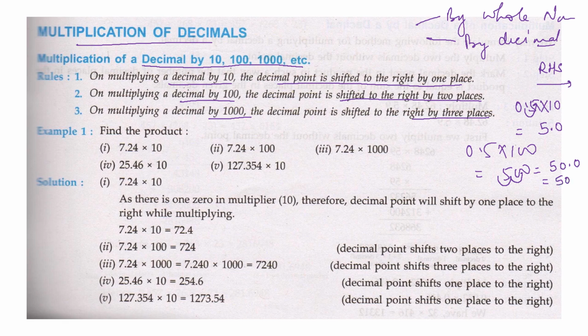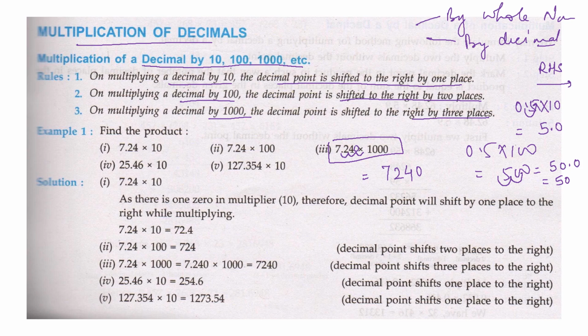If you multiply 7.24 into 1000, 1000 means it will shift three places to the right. One place will be here, two places will be here, three places is not there. So we will put a 0, and it will be 7240. One place, two places, and the third, because it has to shift three places. So you have to add a 0.